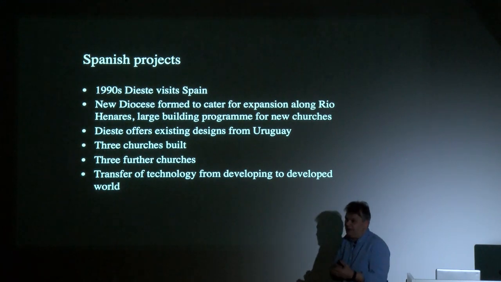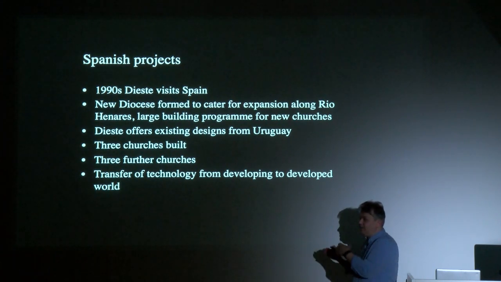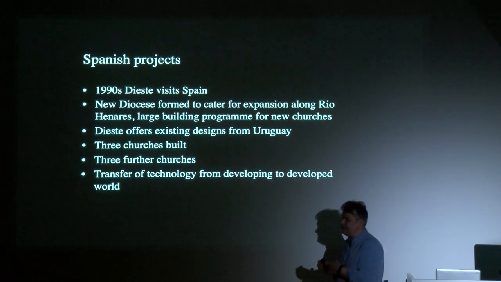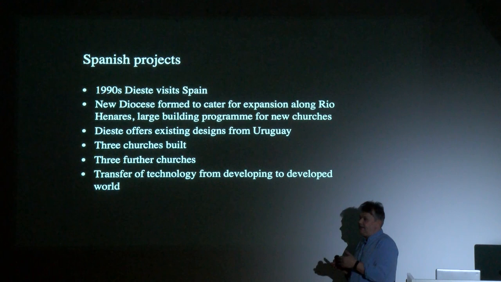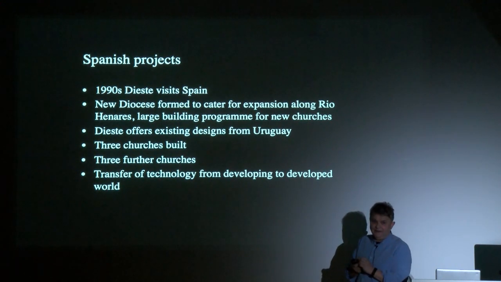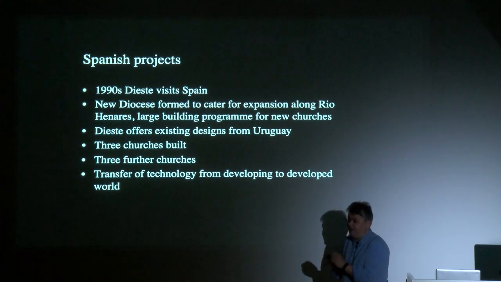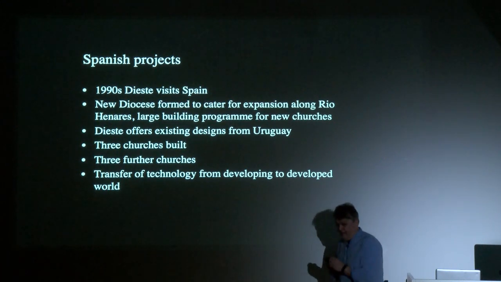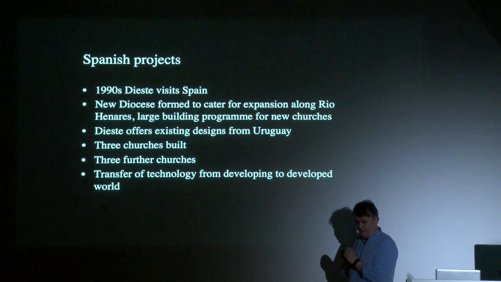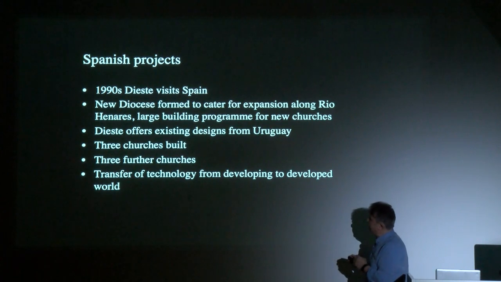And they said, well, I've built some churches in Uruguay, and they've been quite economic, quite effective. So a group of people from Spain, builders, architects, engineers, came to Uruguay, were shown the projects, and Dieste said, well, if you want, you can use our designs. So actually, they built 3 of his churches in Spain. If you want to go and see something that looks like a Dieste building, then you can do that by flying to Madrid. And it's not that far. It's about 30 kilometers from Madrid. There's a nice train line from Atocha to take you there. And 3 churches were built following his designs.